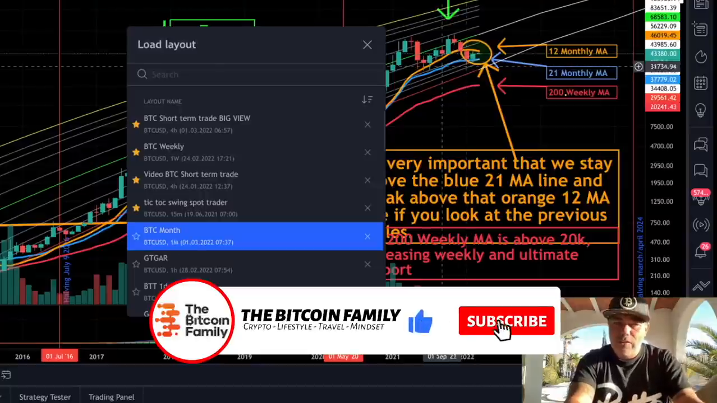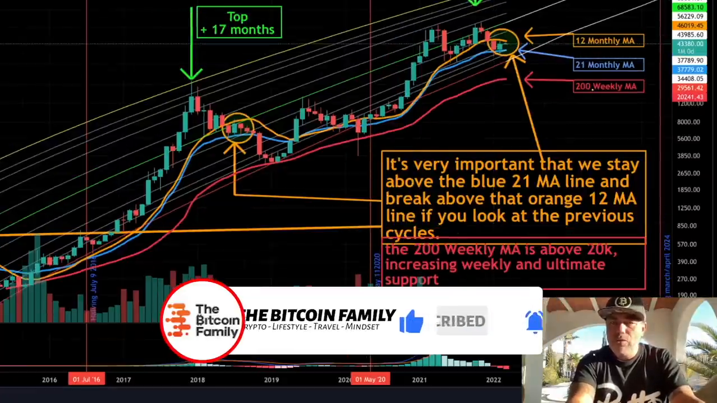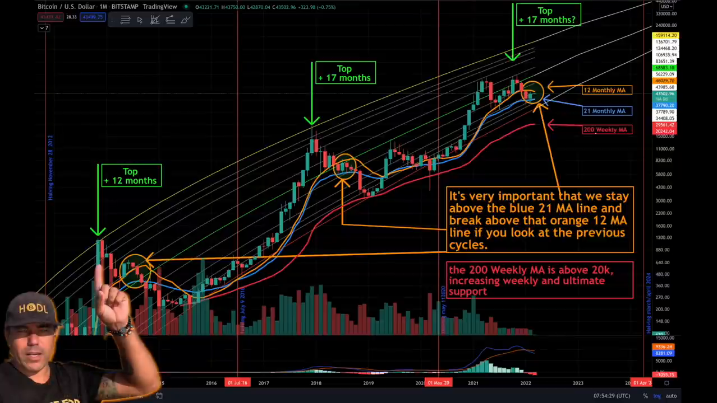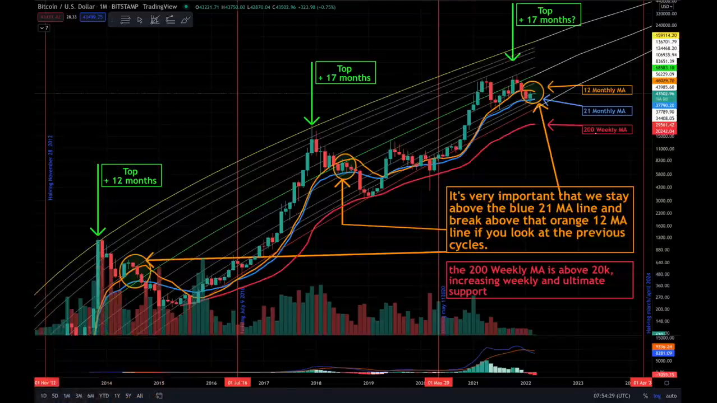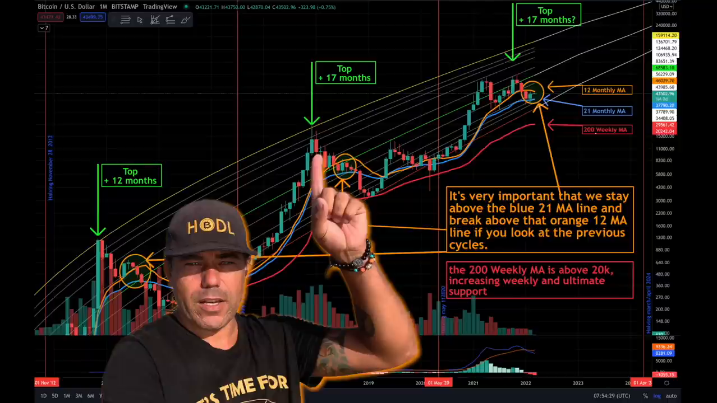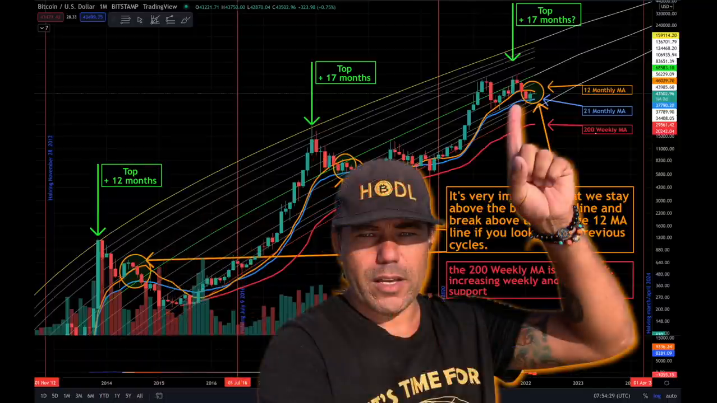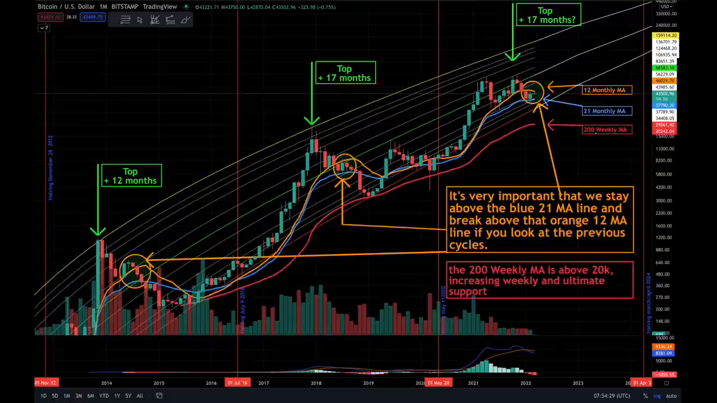Because on this chart that I created this morning, hopefully you can see the chart. If you can't see the chart, I will paste it. But on this chart, you can see the tops of the 2013 cycle, the top of the 2017 cycle. And is this the top now at the 2021 cycle? I don't believe so. I do believe that we will go higher, but why did I make this chart? To show you the importance of these moving averages.